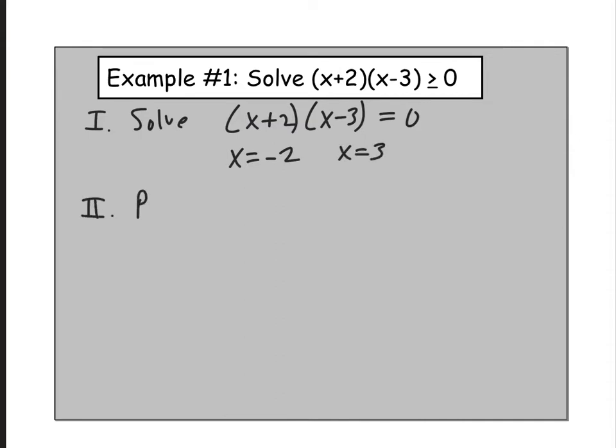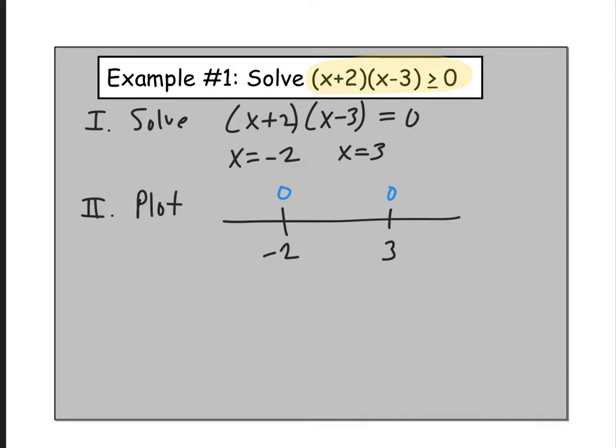What those do for us is give us values to plot on the number line: negative 2 and 3. When you're plotting them, you don't need to be super accurate. Just make sure the smaller number is on the left. The spacing is not that big of a deal; it's just your own workspace here. We know that at those two values, at negative 2 and at 3, the value of the expression equals 0. I'm just going to mark that up there because we're going to see some other things at different times. Now what we're looking for in this problem is where x plus 2 times x minus 3 is greater than or equal to 0.